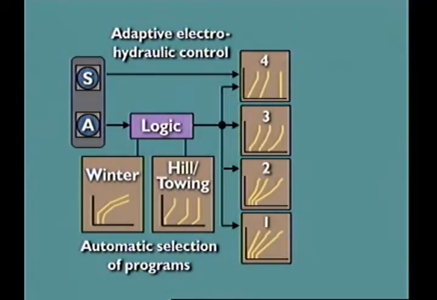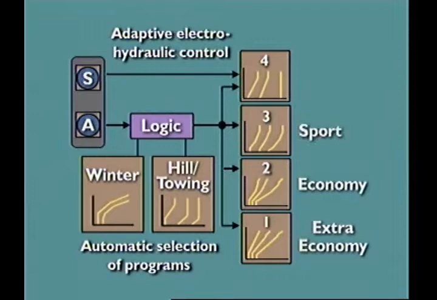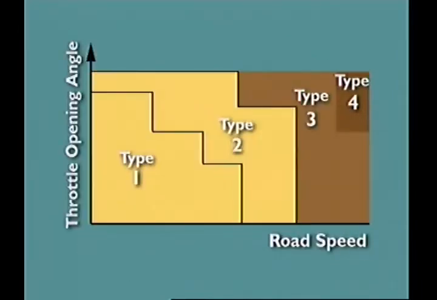Shift Program 1 caters for exceptional journey comfort and low fuel consumption. Program 2 for normal comfort and low fuel consumption. Program 3 is for sporting drivers. And Program 4 caters for exceptionally keen sporting drivers. Programs 1 and 2 cover the largest percentage of driving styles.